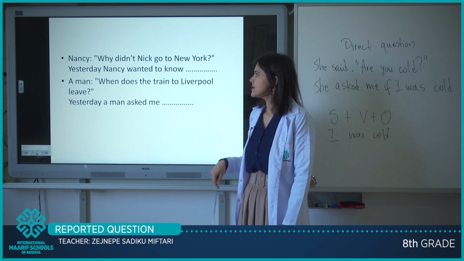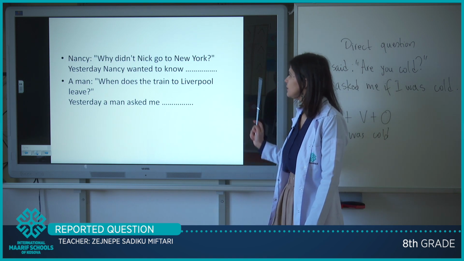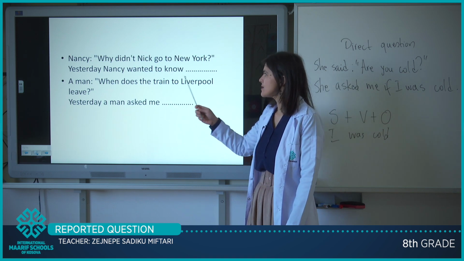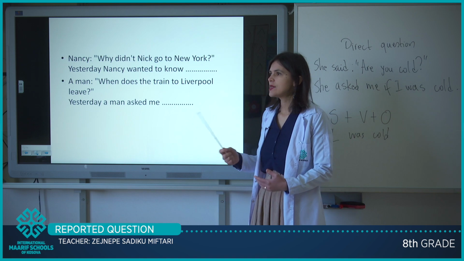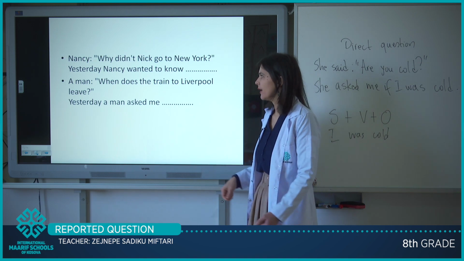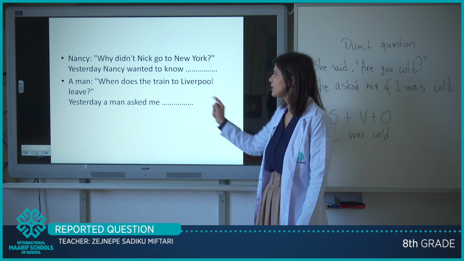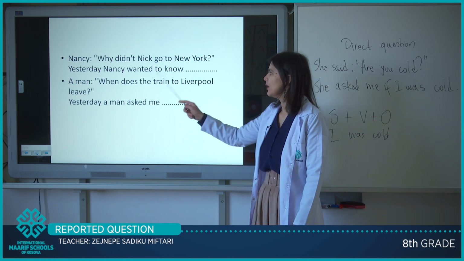And the last sentence is, a man is asking, "When does the train to Liverpool leave?" As we can see, this question is in present simple. How can we report this question? We said that we have to go one tense back. "Yesterday, a man asked me when the train to Liverpool left."